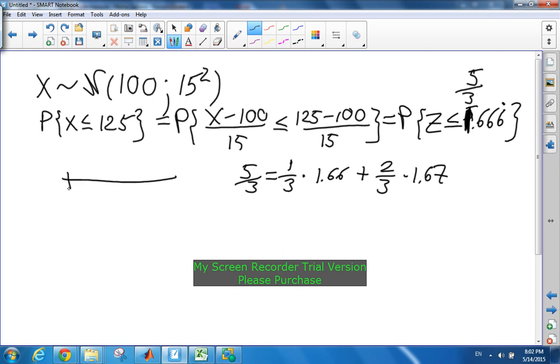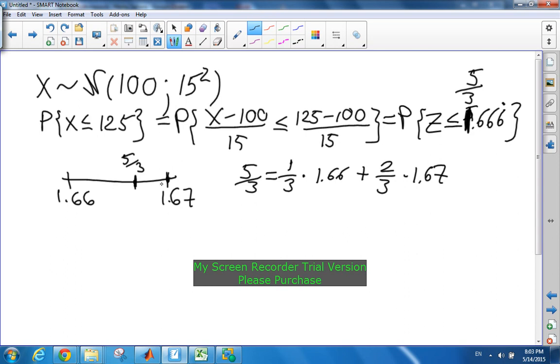So we have the number 1.66 and the number 1.67, and this number 5/3 is just when you take 1.66 and add 2/3 of this distance. All right, so this is where the number 5/3 is. So it's much closer to this one.